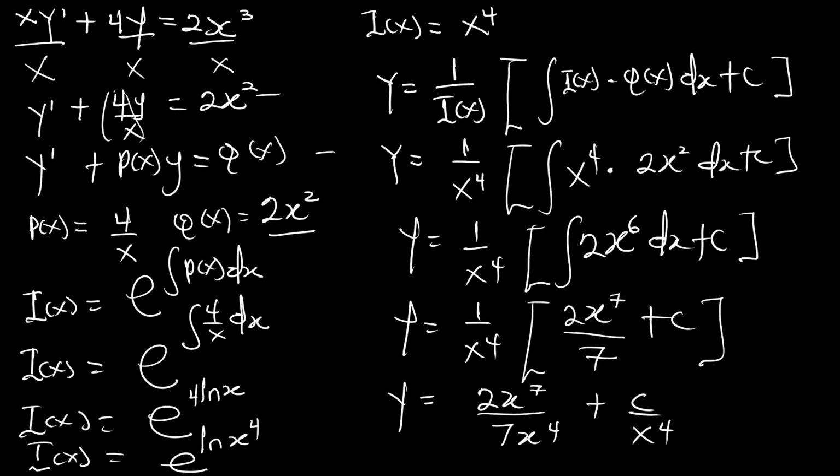So from here we can do some simplification to have y equals 2 over 7 multiplying x cubed plus c over x to the power 4. This y becomes our final answer. So that is how we solve a first order linear differential equation using the integrating factor method. Let's try another example.